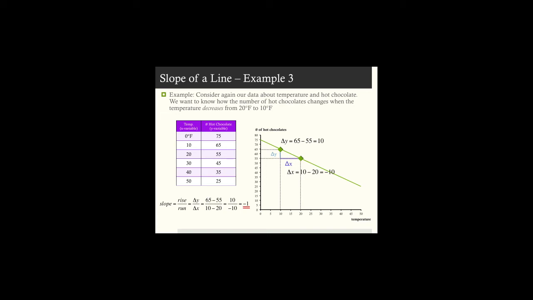So what this tells us is that on average, when the temperature increases by 1 degree, the number of hot chocolates sold falls by 1.